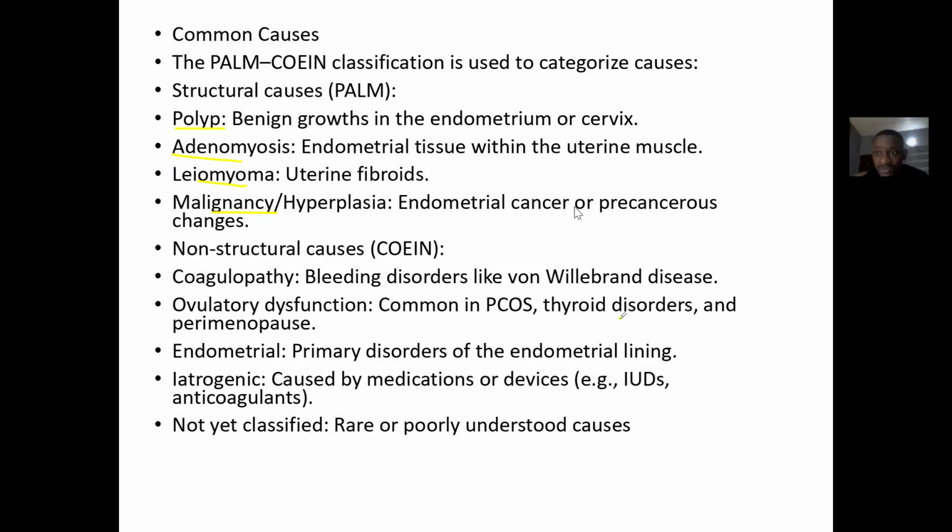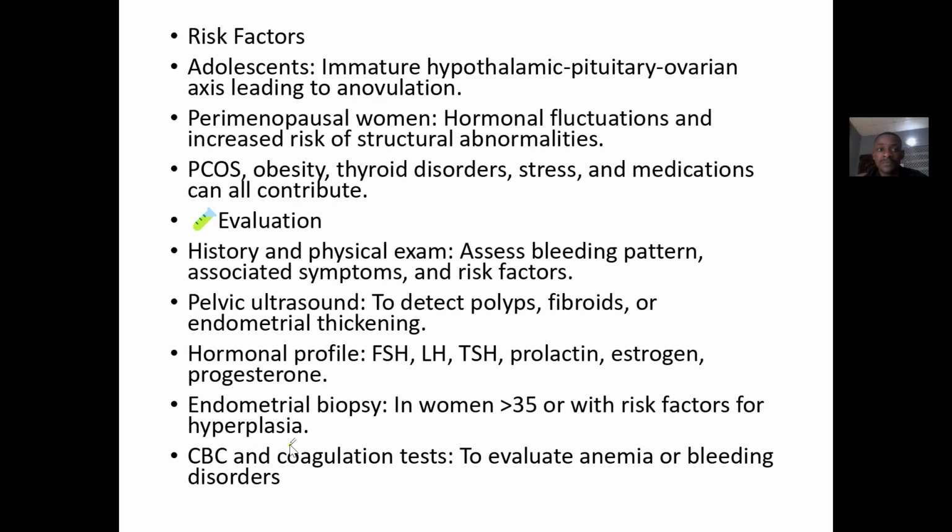Those are the structural causes, the physical issues you can see. Then the non-structural ones are like systemic complications. So coagulopathy: if somebody's blood is not clotting quickly, it can also lead to uterine bleeding. Ovulatory dysfunctions, leading to polycystic ovarian syndrome, then thyroid disorders. The endometrial issues, that's disorders of the endometrial lining, sometimes due to a surgery complication. Then the N is not yet classified, where there is a cause, but the cause is poorly understood.